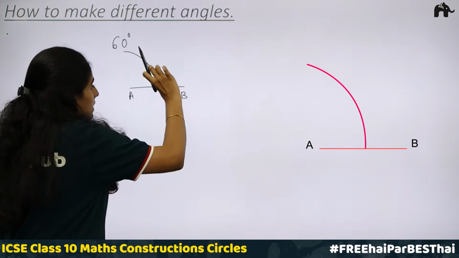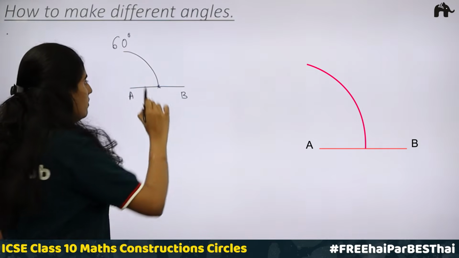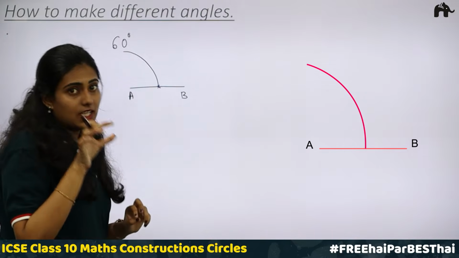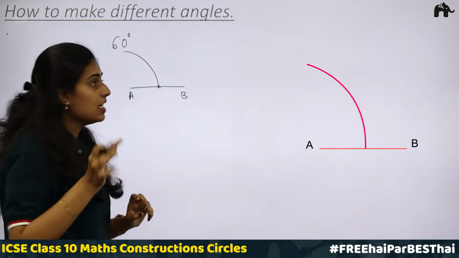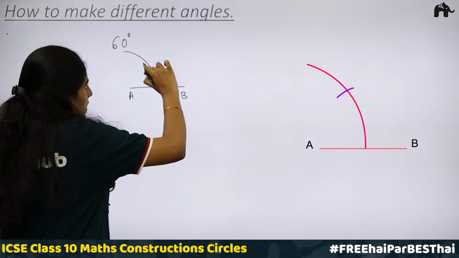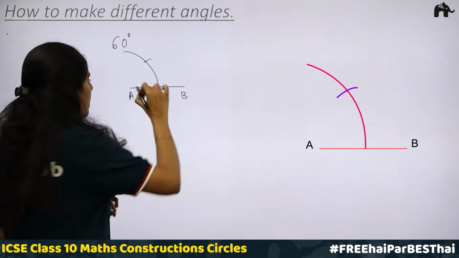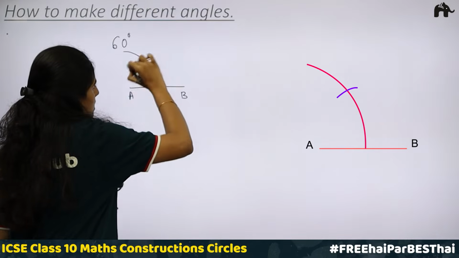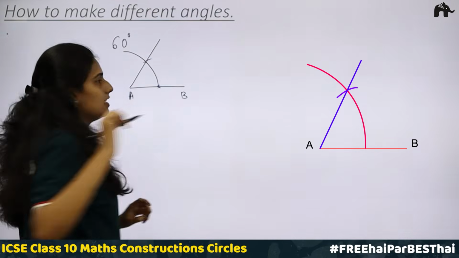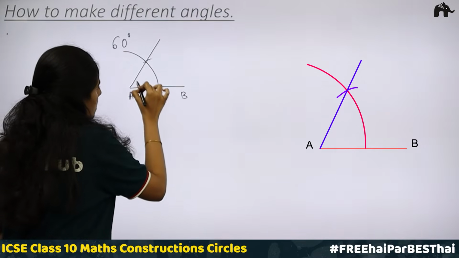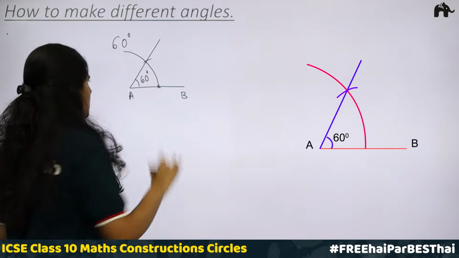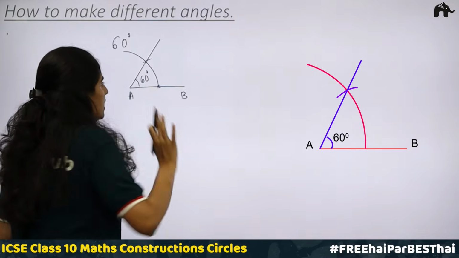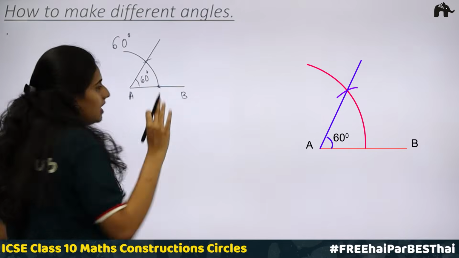Now, keeping this point as center, we'll draw another arc. Remember that this measure should be the same. You have taken a measure in the compass, you should not change the measure. Keeping the same measure, you will cut another arc here. Now, when you join A and this intersecting point, the intersection of the arcs, you get a straight line like this. When you measure, this angle will be 60 degrees. This is how you will be drawing 60 degrees. Very easy, right?